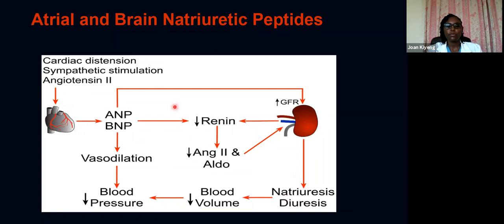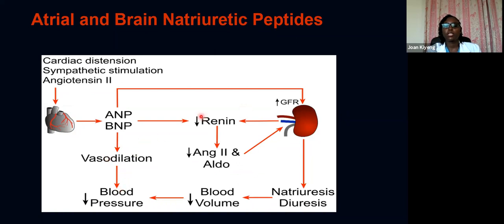So there are drugs that have just come to the market, and they are trying to attack this system. In a normal situation, when there is a myocardial stretch, the ANP is for the atrium and the BNP is for the ventricle. It is produced in response to myocardial stretch, which can be cardiac distension. So once it is produced, it causes vasodilatation of the vessels, and it reduces blood pressure because of that.